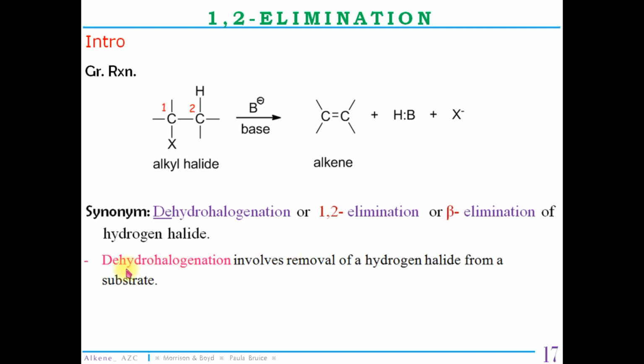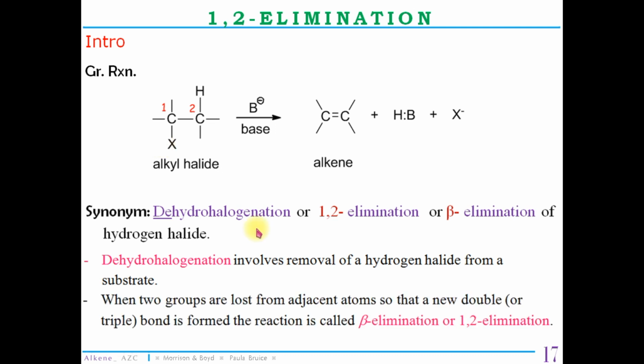Why is it called dehydrohalogenation? Because this reaction involves removal of hydrogen and halide from the substrate. Why is it called beta elimination or 1,2 elimination? Because two groups are lost from adjacent carbon atoms.